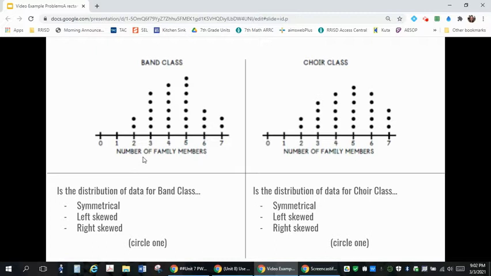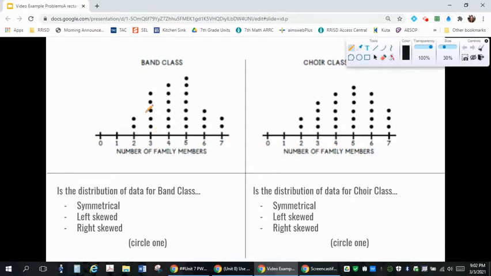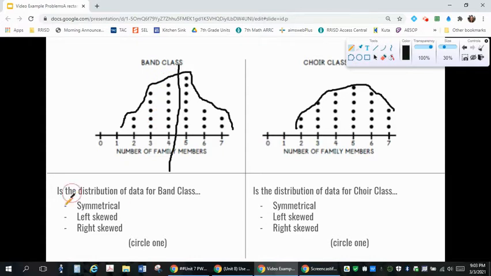So now the question is asking, is the distribution of data symmetrical, left skewed, or right skewed? If you don't remember the difference between these, one quick way to find out is to draw a line over your data just to see the overall shape. Then you want to cut it in half to see, is it symmetrical? Does the left side of the data match or mirror the right side? And it does not. The left side has more dots and they're higher up. So this is not symmetrical for band class. Let's look at the choir class. We cut it in half and, again, it's not really symmetrical. There are more dots on the right than on the left. So neither of these dot plots are symmetrical.